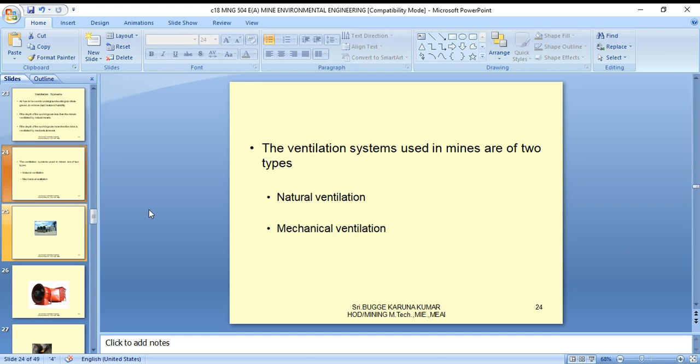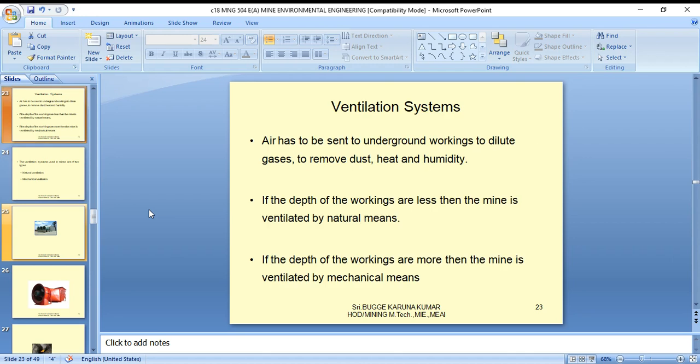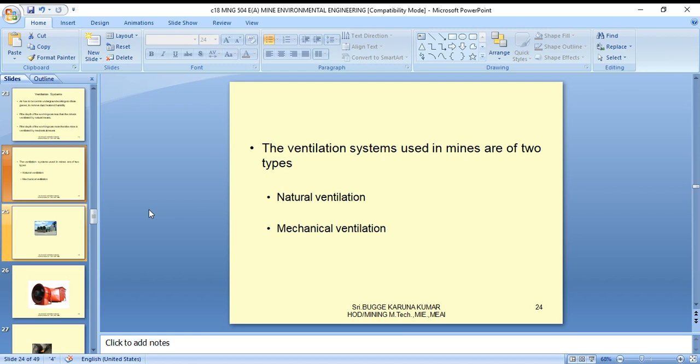So the ventilation systems used in mines are of two types based on the above criteria: natural ventilation and mechanical ventilation. So what is natural and what is mechanical? Natural means, like in a house, if you want more air, you simply open the doors, and air will flow depending upon the wind direction and pressure differences, from one place to another. In most houses in Indian conditions, air moves regularly from south to north.